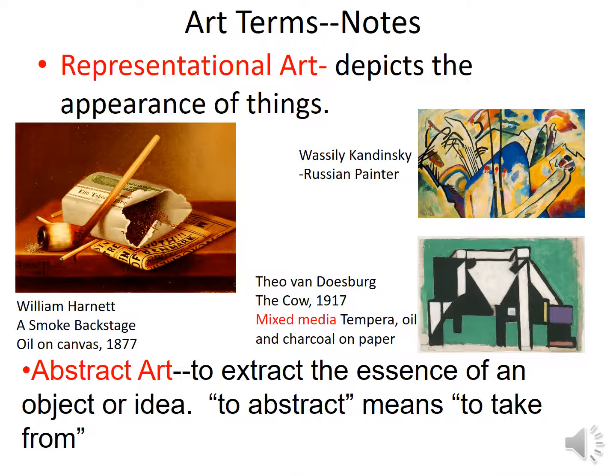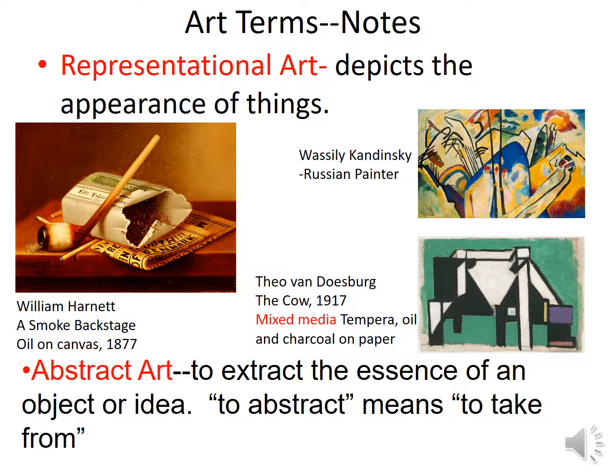It is important to understand the 2 concepts, representational art and abstract art, when analyzing a work of art. Representational art, also called objective or figurative art, depicts the appearance of things. It represents objects we recognize from the everyday world. The subjects are the actual objects depicted in a work of art.